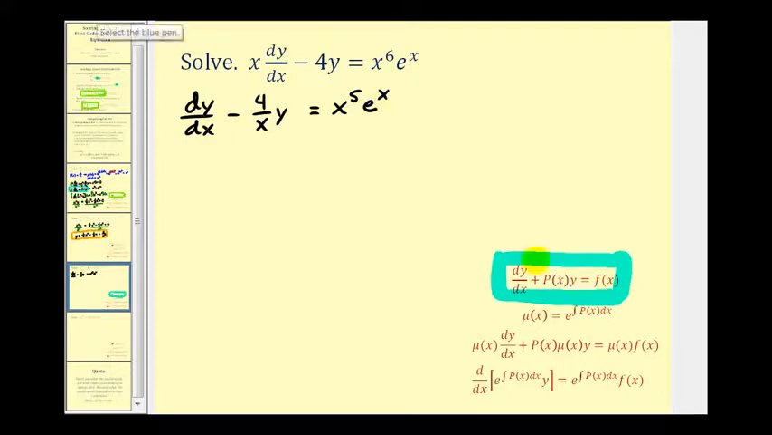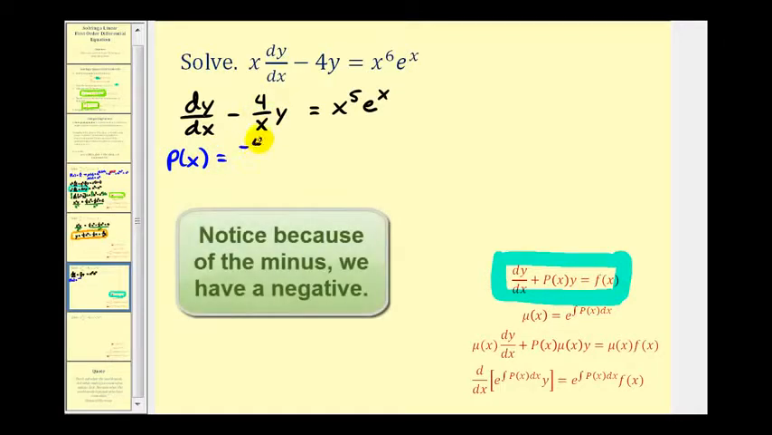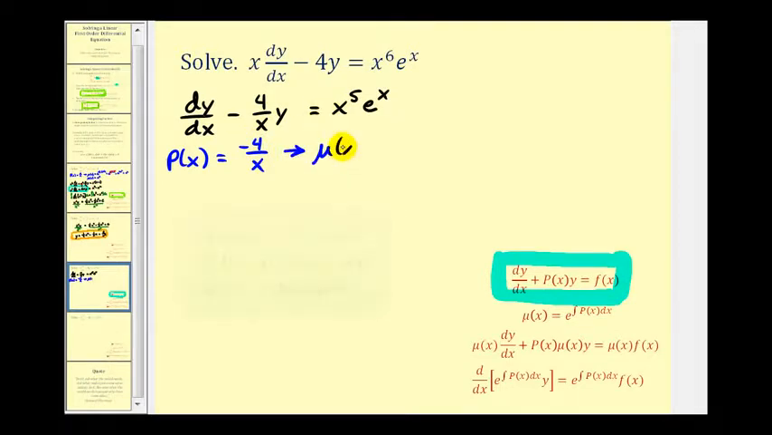Next step, we want to identify our function p of x, which is being multiplied by y. So p of x is equal to negative 4 divided by x. So now we can find our integrating factor, mu of x. It's going to be equal to e raised to the power of the integral of p of x dx. We'll go ahead and factor out the negative 4. So we'll have negative 4 times the integral of 1 over x dx. The integral of 1 over x, just like last time, is natural log x. So we'll have e raised to the power of negative 4 natural log x.